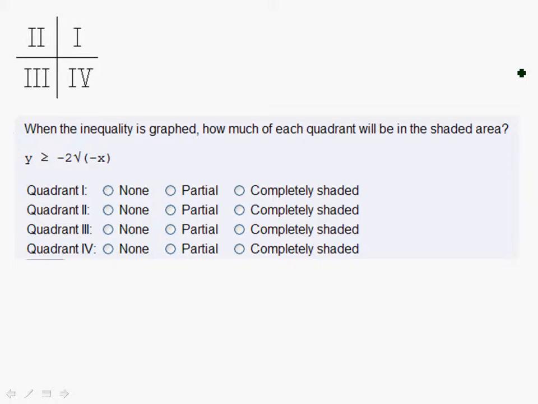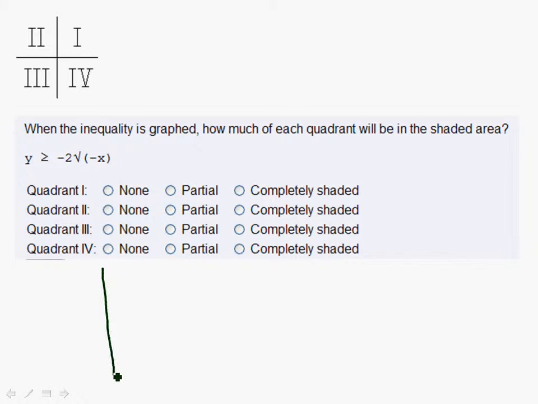When the inequality is graphed, how much of each quadrant will be in the shaded area? So if we take a look at our function, notice that this has a reflection across the x-axis as well as a reflection across the y-axis.